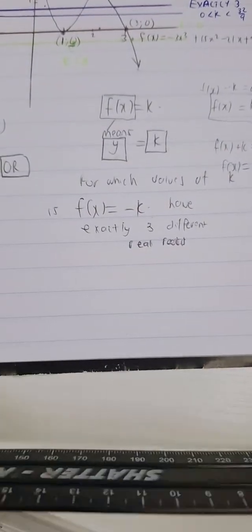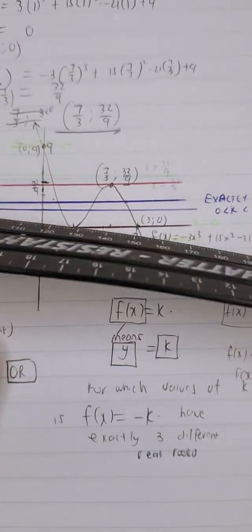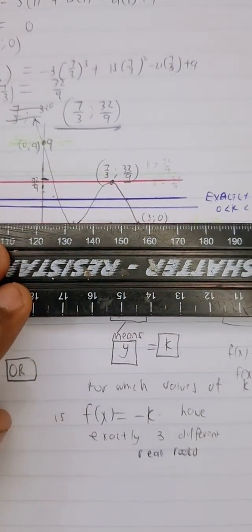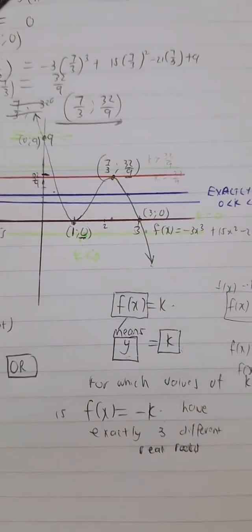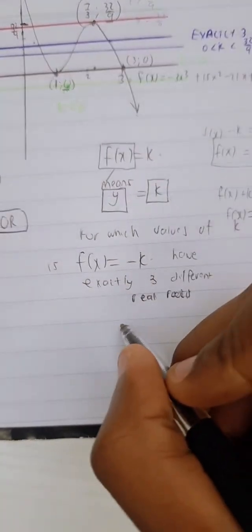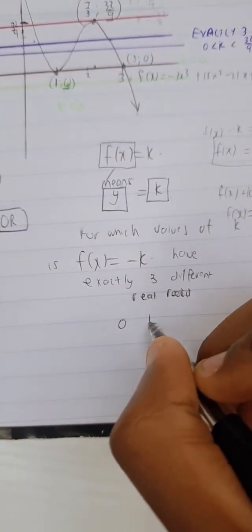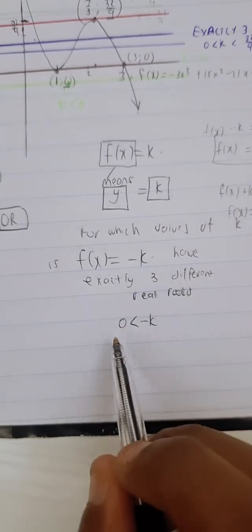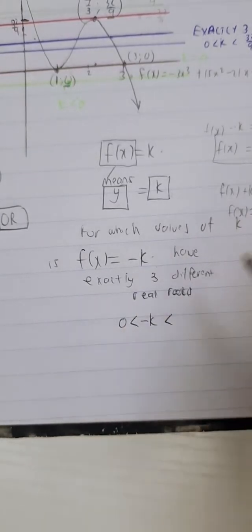Okay, here we are. So, like I said, Presh, you still have three real roots between, right? So your answer is still the same. But you say negative k is greater than what? Than 0, less than what?